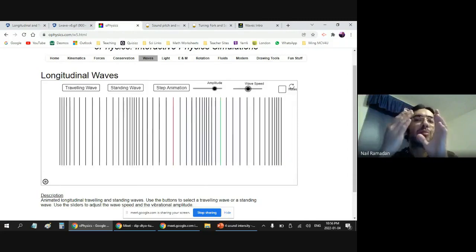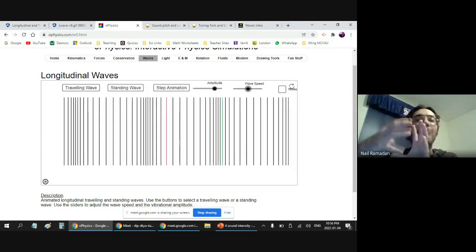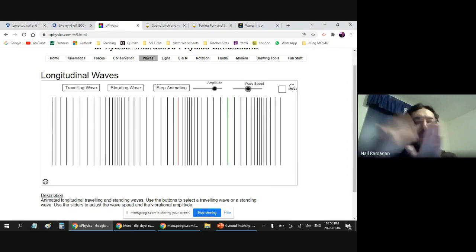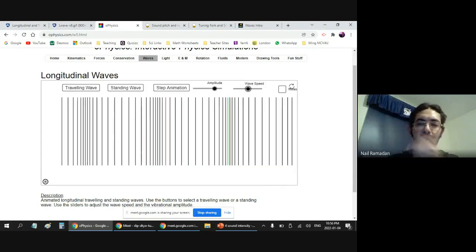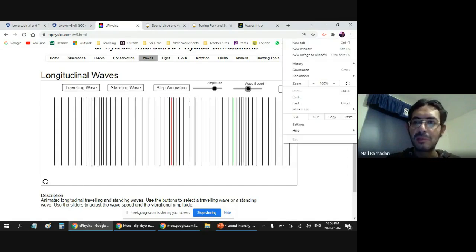Because the air moves so fast, the actual energy just goes, but the actual particles come back and forth, back and forth, back and forth, okay? So I just want to show you something interesting here. I'm going to play with this amplitude. Let me see if I can zoom in.